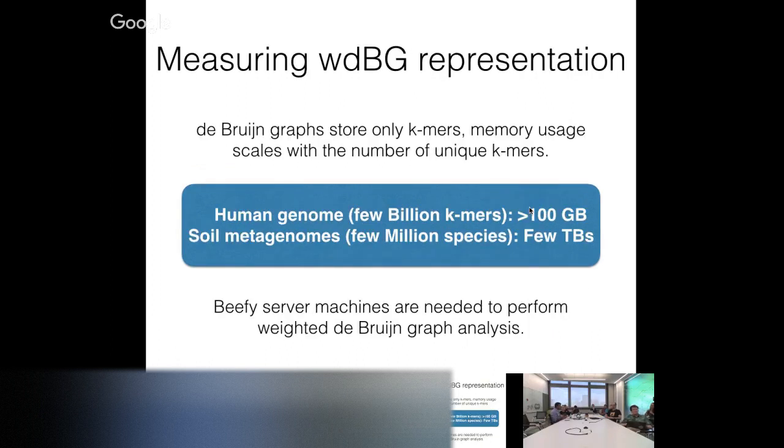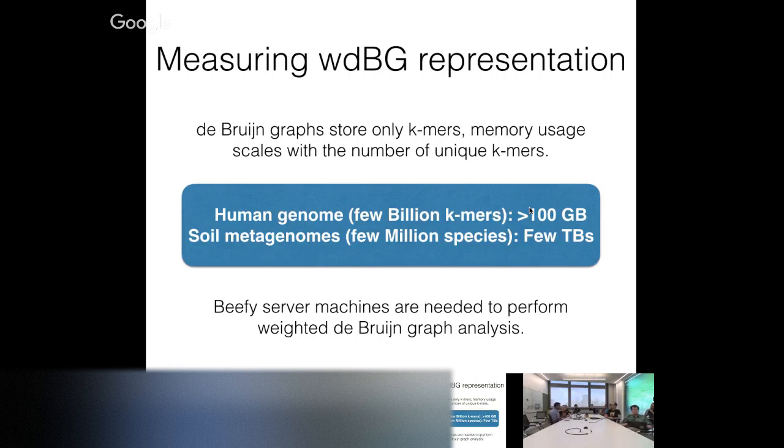Now, the big issue here is the space usage of weighted DeBruijn graphs. DeBruijn graphs store only k-mers, and so the memory usage of the representation of a weighted DeBruijn graph scales linearly with the number of unique k-mers in a data set. For example, to represent a weighted DeBruijn graph of a human genome that has a few billion distinct k-mers in the input data set, the state-of-the-art system takes something around 100 gigs of space. But when you go to transcriptomic assembly and metagenomes, for example, the metagenome of soil, wherein you have millions of different species in a single data set, then the amount of space that the state-of-the-art system takes to represent the weighted DeBruijn graph is of the order of a few terabytes.